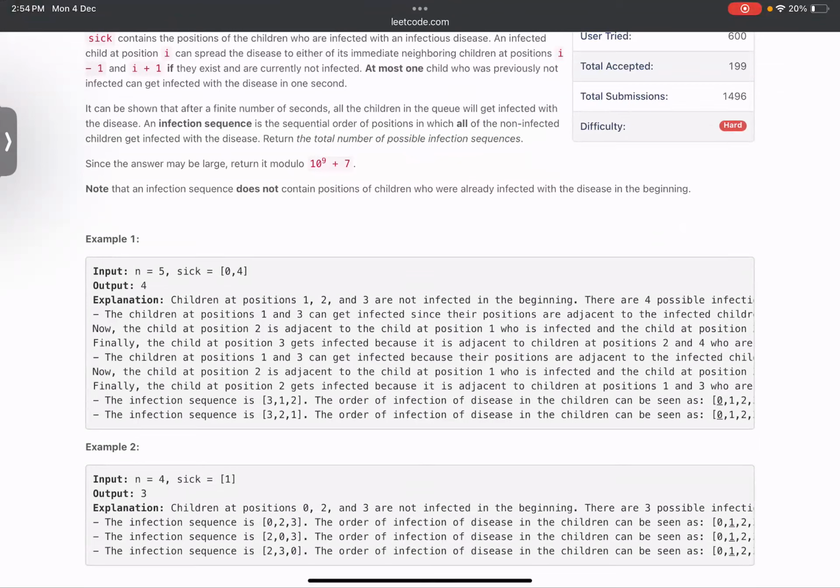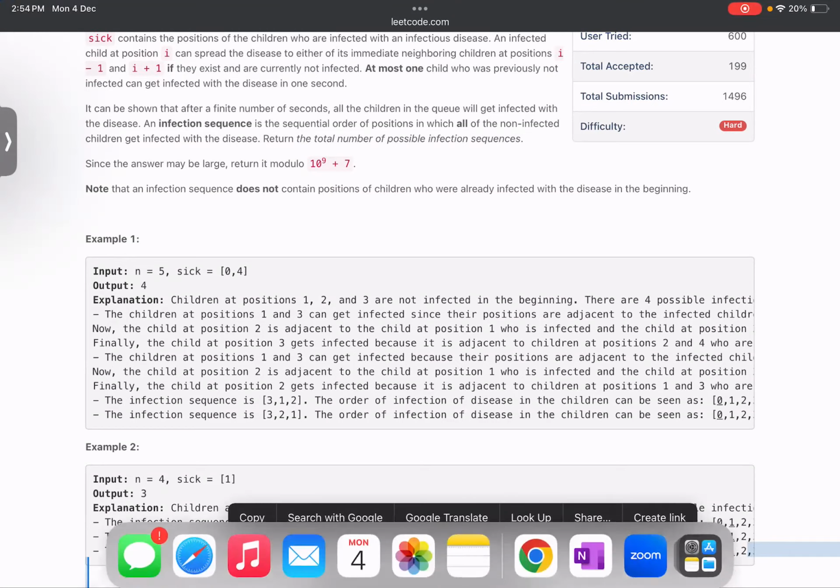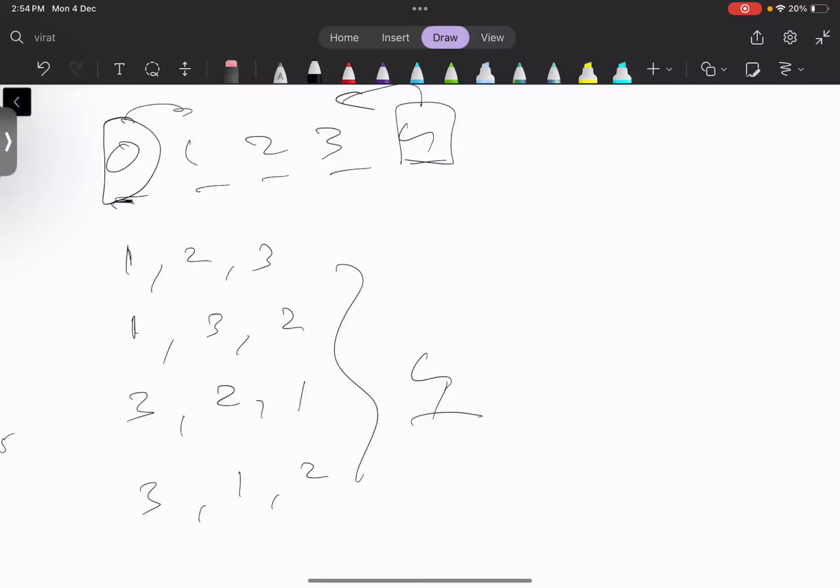So let's get a clearer view of the first input, which is given to us. In that input, we are given the array as 0, 4. This is our array given initially. As discussed in the question, the positions could be 0, 1, 2, 3, 4. Now 0 and 4 are infected initially. We need to find out in how many ways all the children from 0 to 4 can get infected, and at each second, at most one child can get infected.